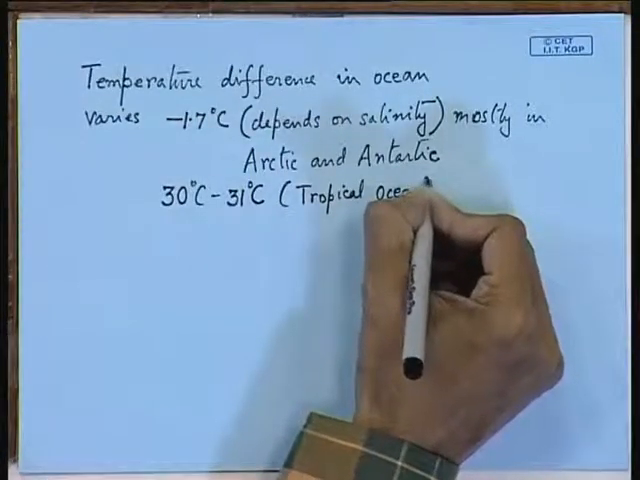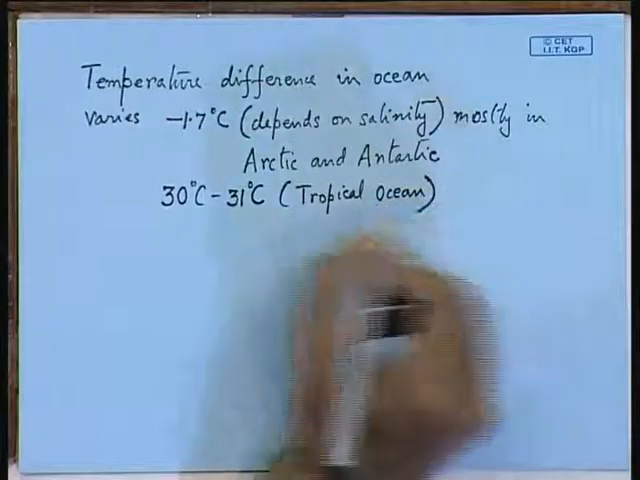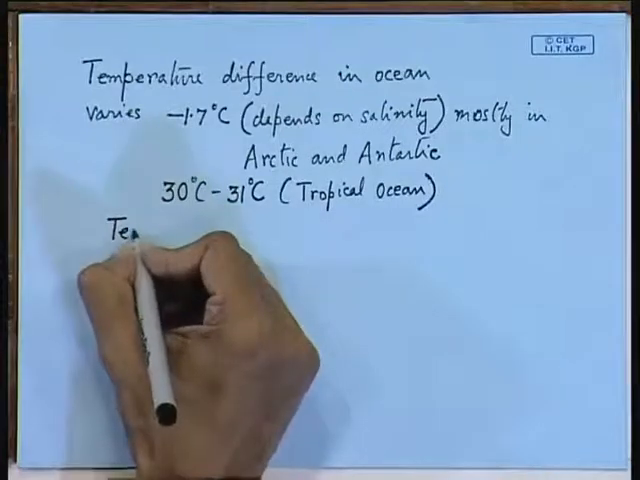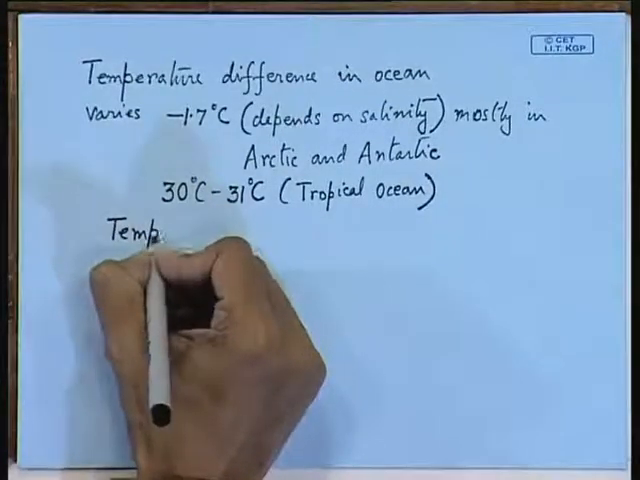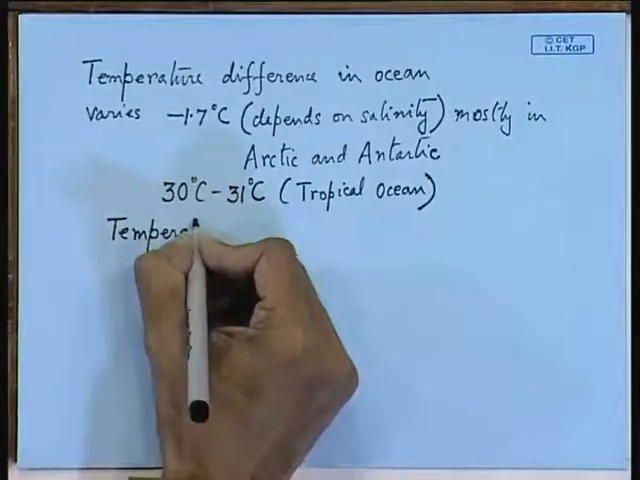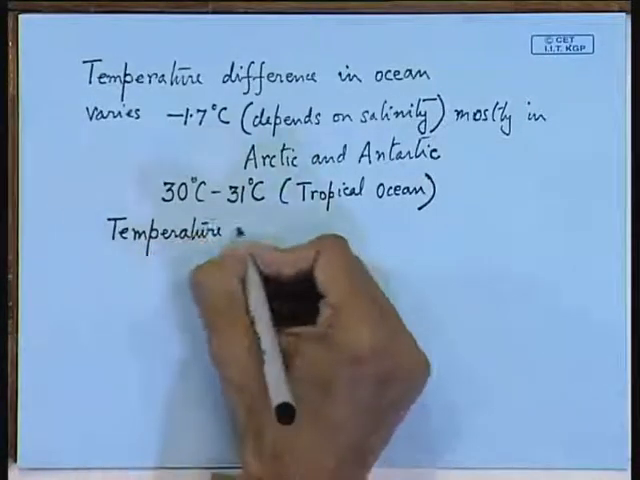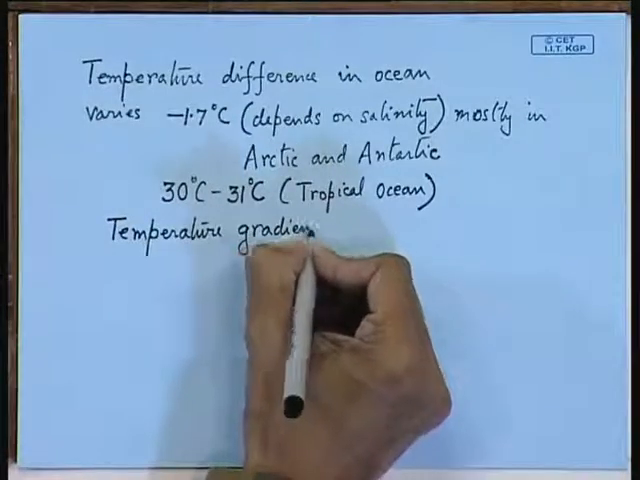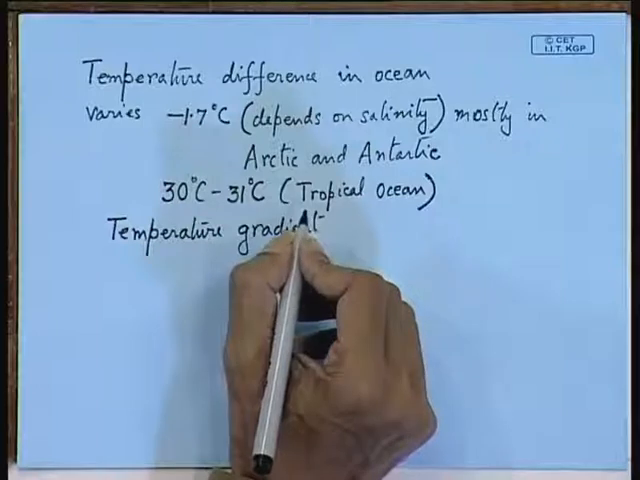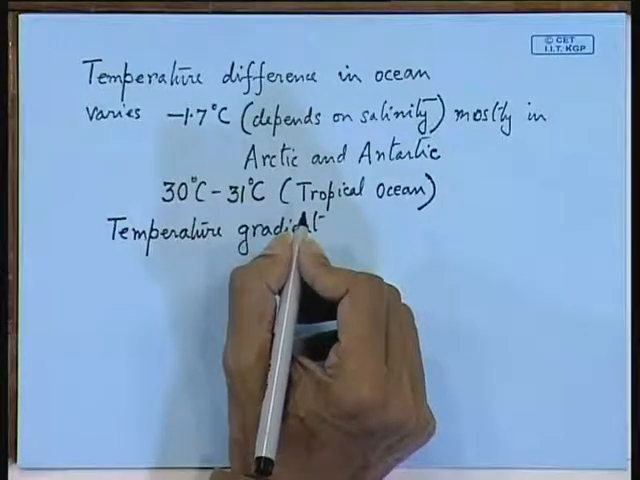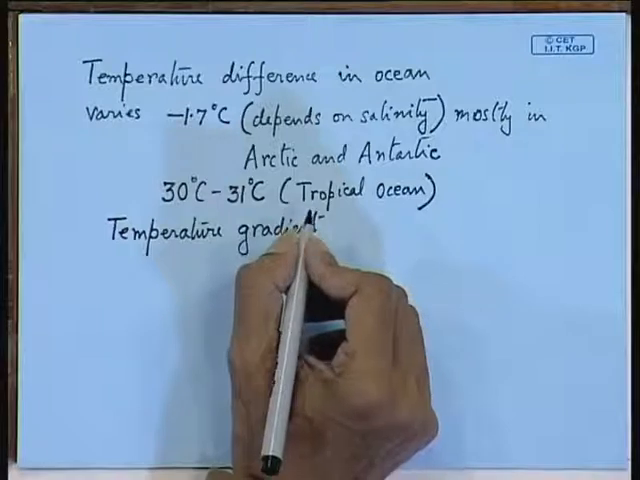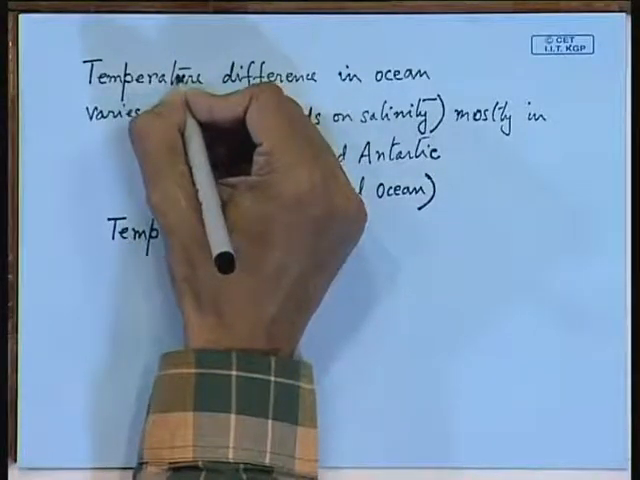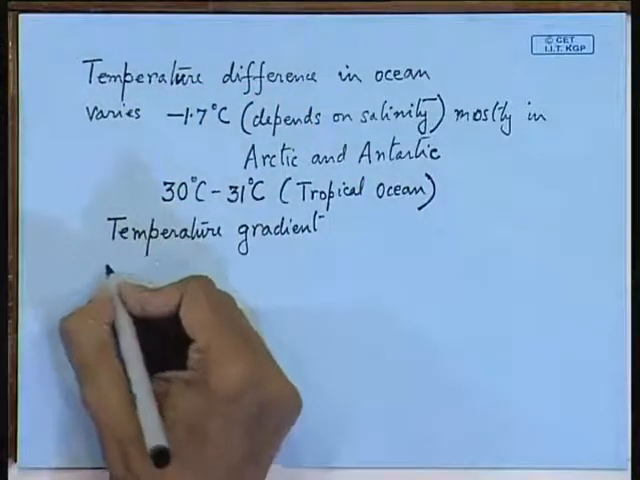So, you can see there is also a large difference in, this is called a temperature gradient. There is a horizontal temperature gradient in the ocean, both in the horizontal as well as in the vertical direction. So, this changes your density of the ocean. Now, coming from temperature, the difference in temperature is because of heat.